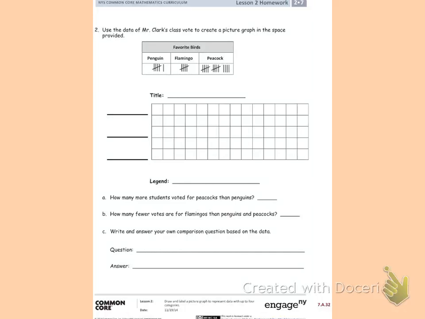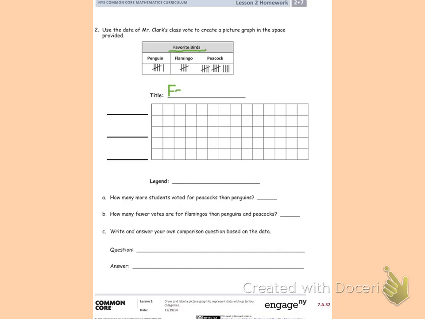Module 7, Lesson 2's objective is to draw and label a picture graph to represent data with up to 4 categories. Item 2. Use the data of Mr. Clark's class vote to create a picture graph in the space provided. As you can see, the title of the tally chart is Favorite Birds. So that'll be the title of my picture graph.